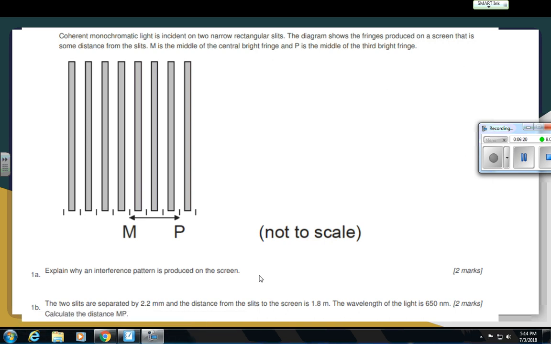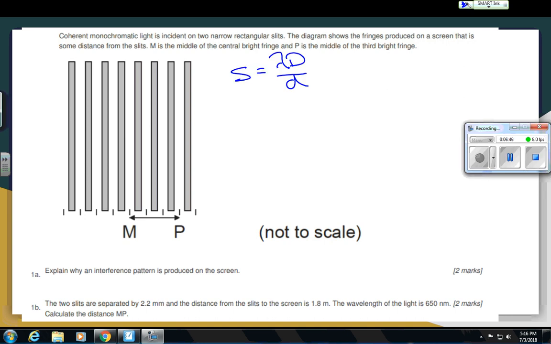Okay, let's go with question 1B. Two slits are separated by 2.2 millimeters. We're looking for the distance from M to P. When we're looking at this problem, they didn't give us anything to do with an angle. They gave us the slit separation, the distance to the screen, and the wavelength of light. I'm going to go with our original equation. I could solve for the angle, but I'm going to just go with our original equation first. You can use the original equation to find the distance between each fringe if you want.